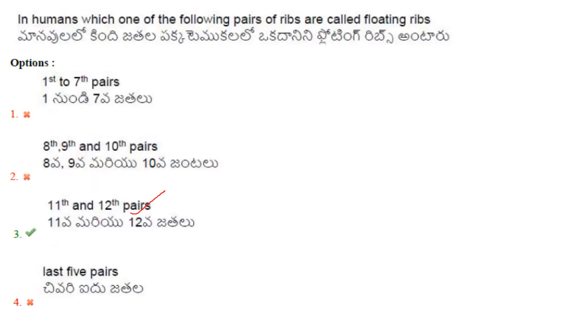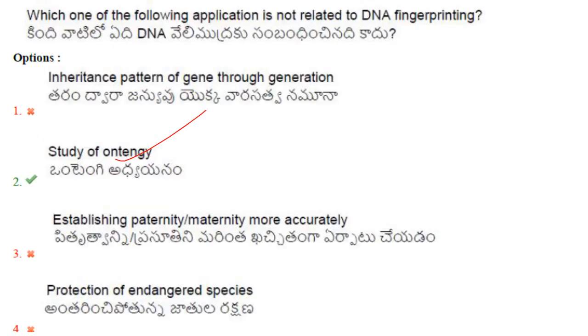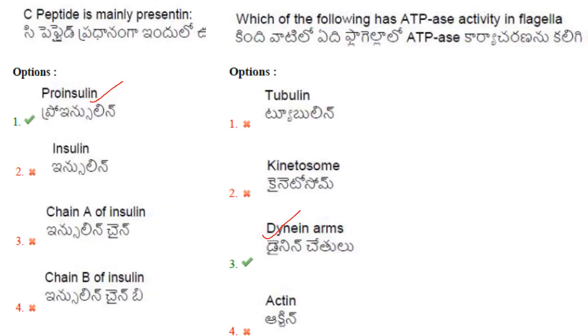In humans, which one of the following pairs of ribs are called floating ribs? So they are the 11th and the 12th pair. They are called as the floating ribs. Which one of the following applications is not related to DNA fingerprinting? So it is study of ontogeny. Study of ontogeny is not related to DNA fingerprinting.